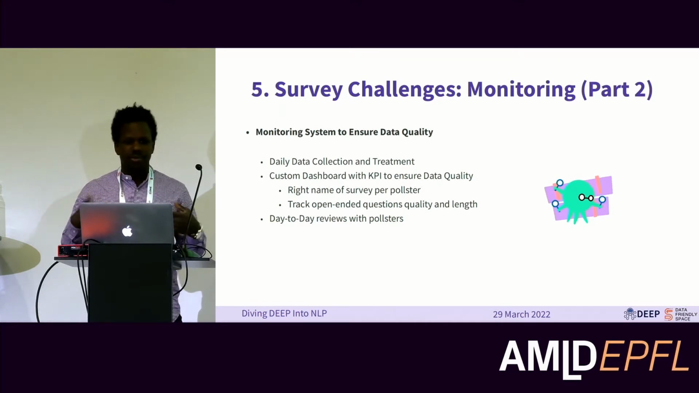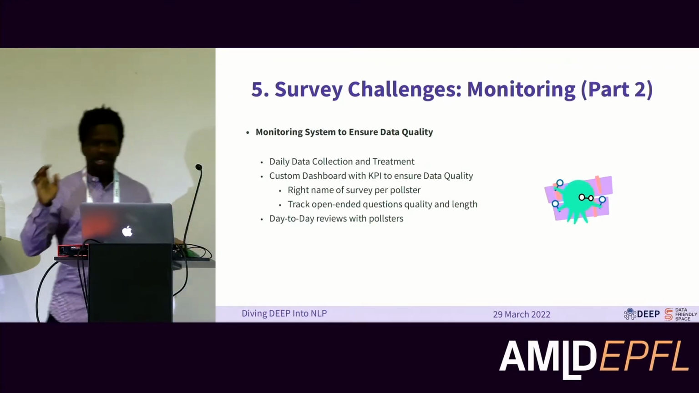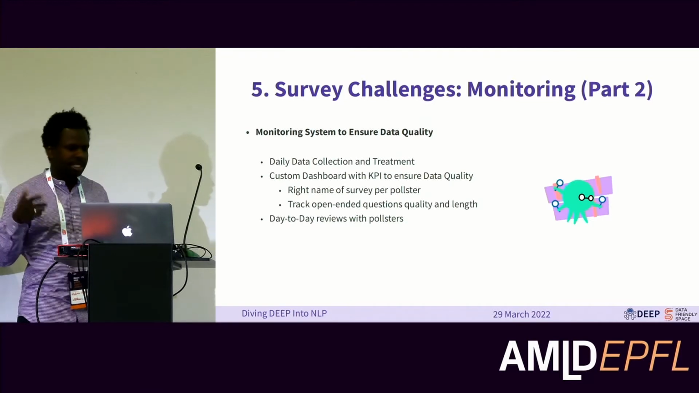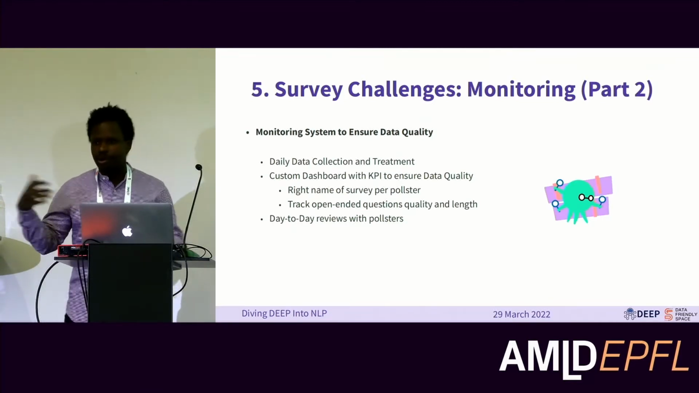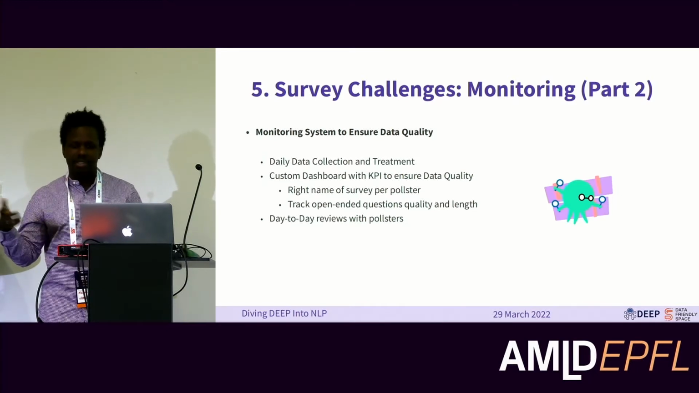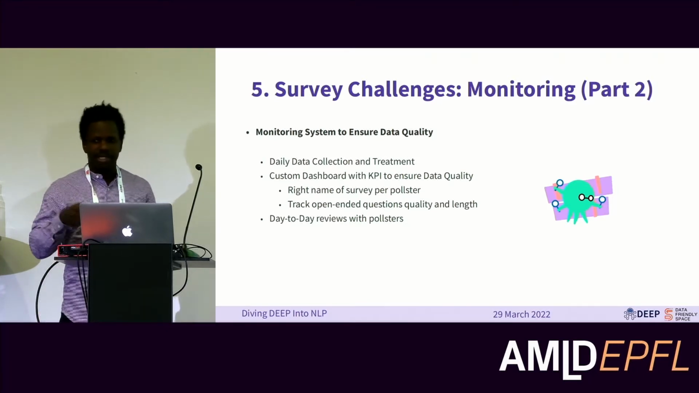And I also did some custom dashboards. For example, the survey was long, more than 100 questions. So I had to check, because sometimes some pollsters want to do more surveys in a day, and it's not possible. So we tried to track that.